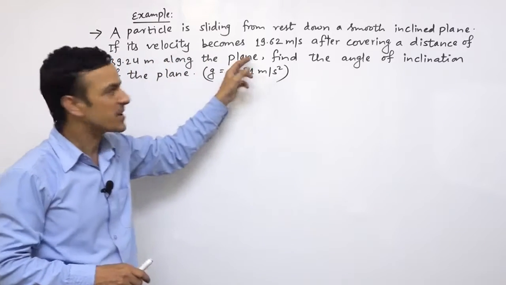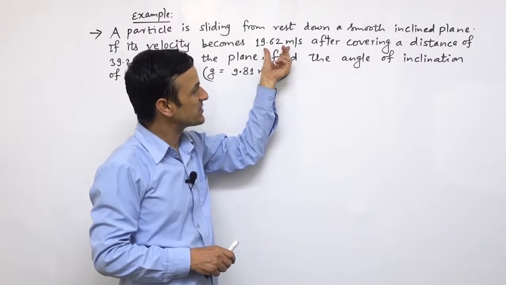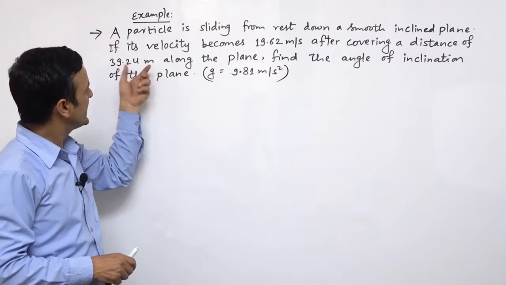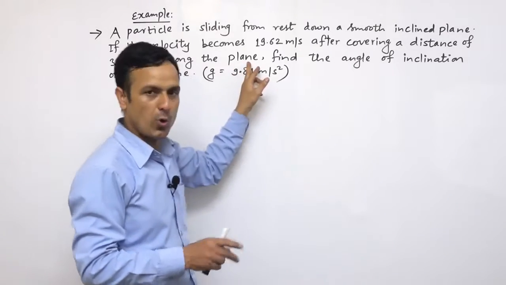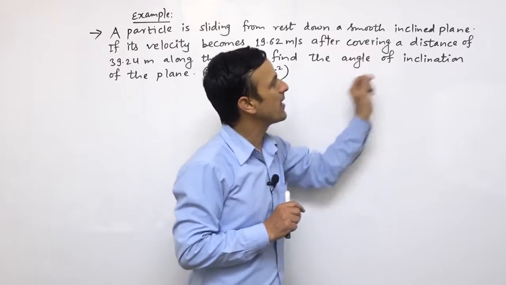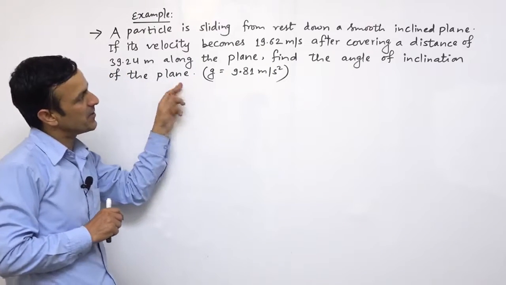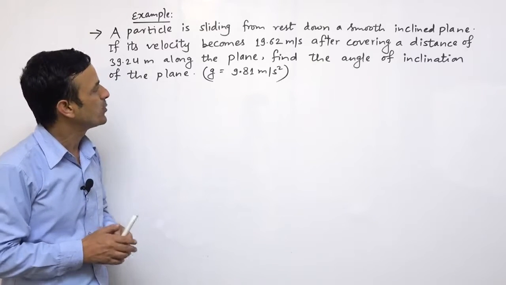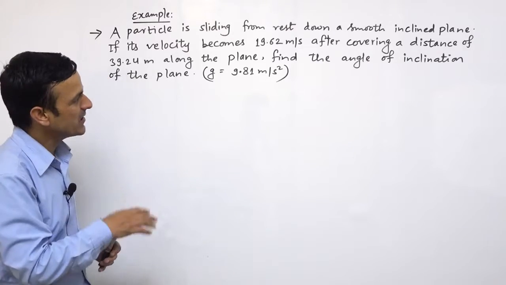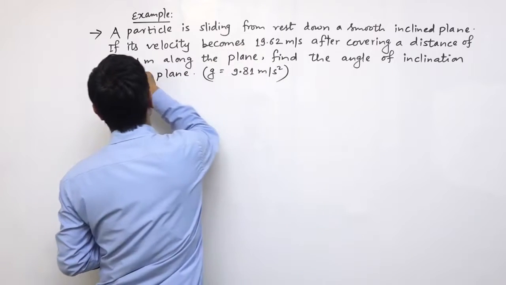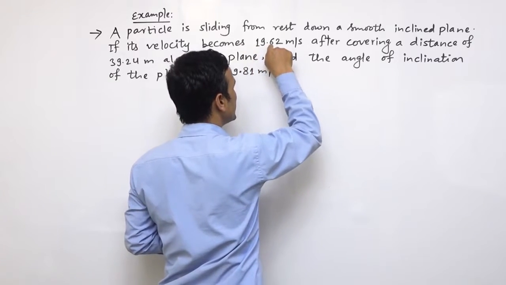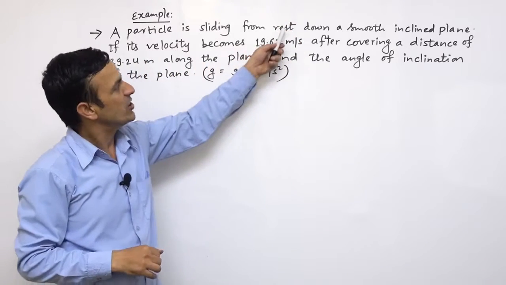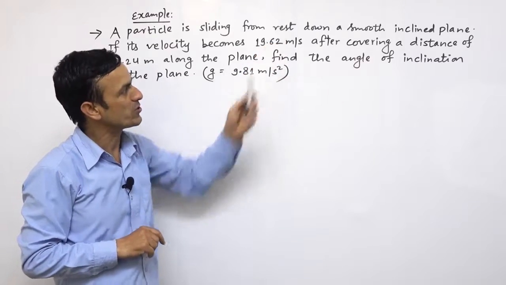If its velocity becomes this one, after covering a distance of 39.24 meter along the plane, find the angle of inclination of the plane. What angle of inclination is formed in the inclined plane if a particle covers a distance of 80 meter and has this final velocity? The starting velocity is from rest, so the initial velocity will be zero according to the question.